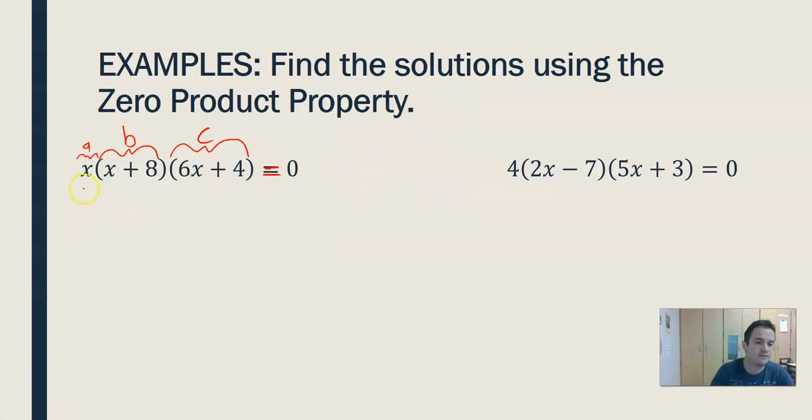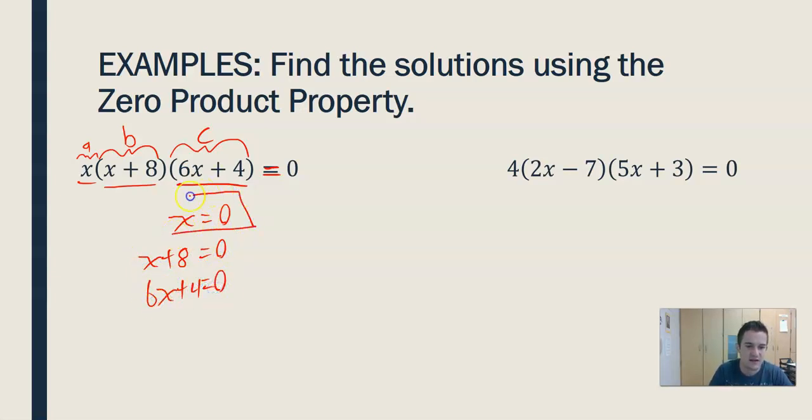So here, I'm going to set each of these three terms equal to 0. So I have x equals 0, x plus 8 equals 0, and 6x plus 4 equals 0. Well, this is kind of handy. This one's already solved. So if x equals 0, that's one of my solutions. For x plus 8 equals 0, I'm going to subtract 8 on both sides, and I get x equals negative 8. That's one of my solutions.